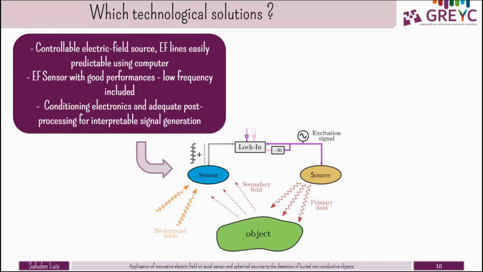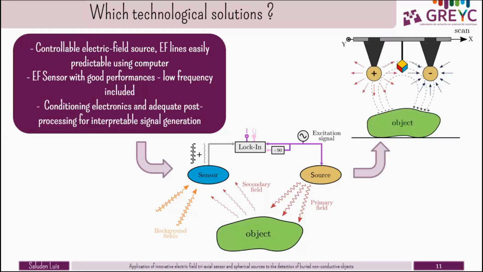So then basically it will be this setup. We have a source, we have the object, a primary field, a secondary field, which is the response of the object to the primary field. We also have background fields, and we have the sensor, and all of that will be our setup. So this is a picture that you will understand, but this is the technology that we use at our lab. So you have the sources and the sensor.